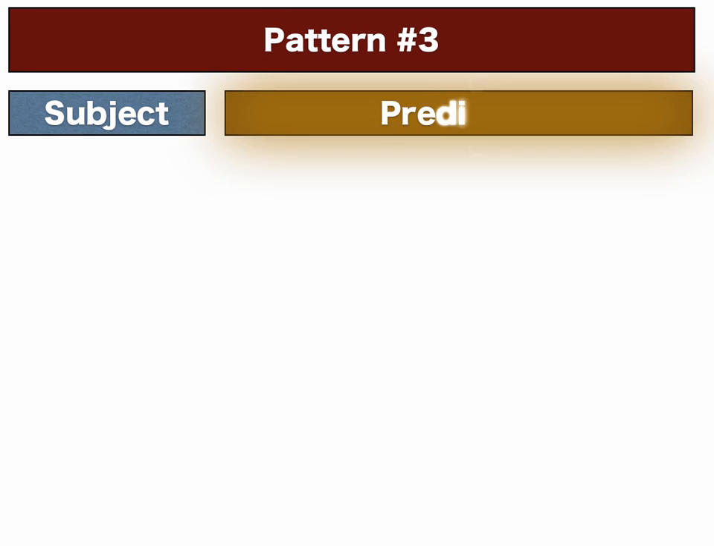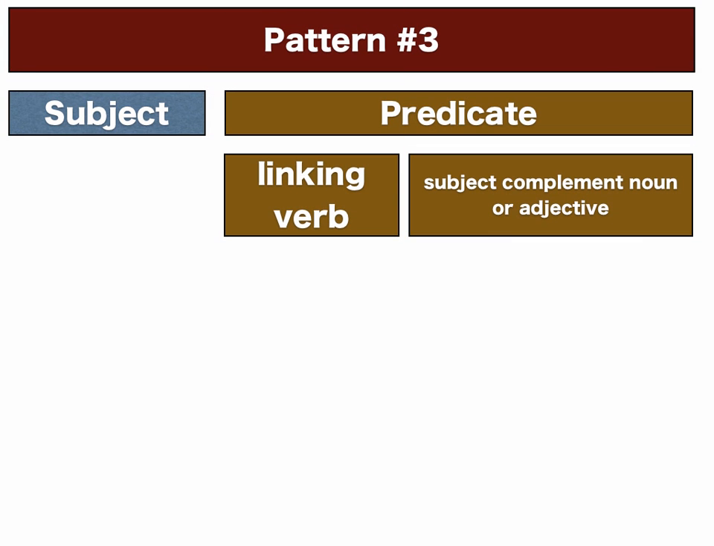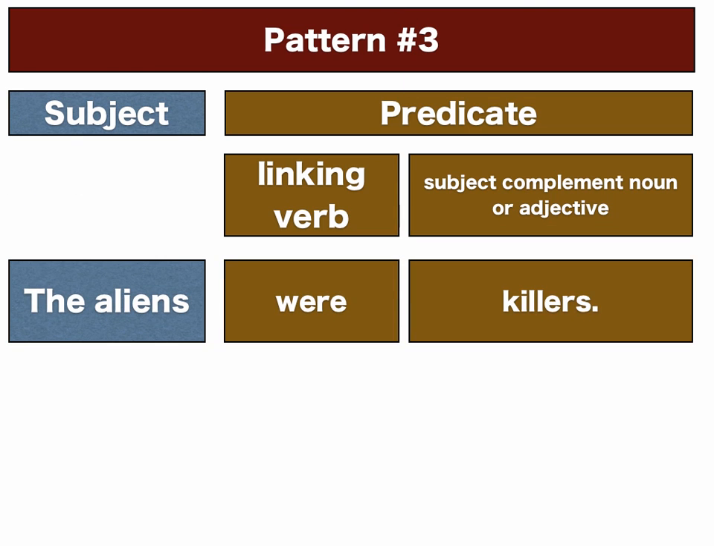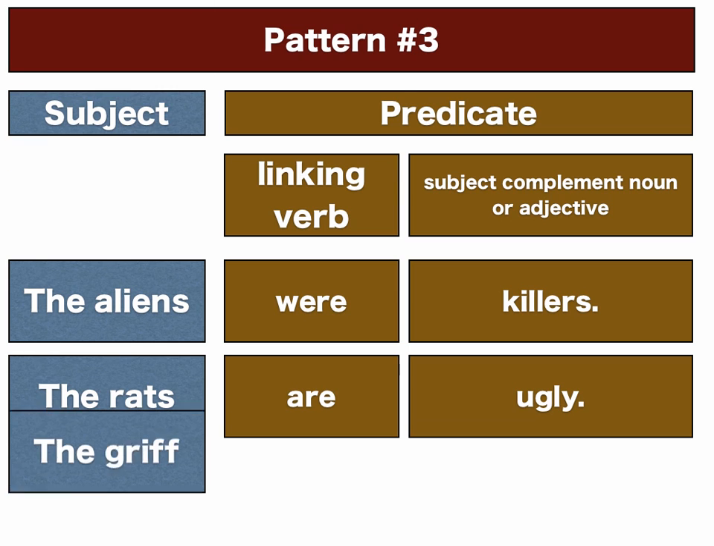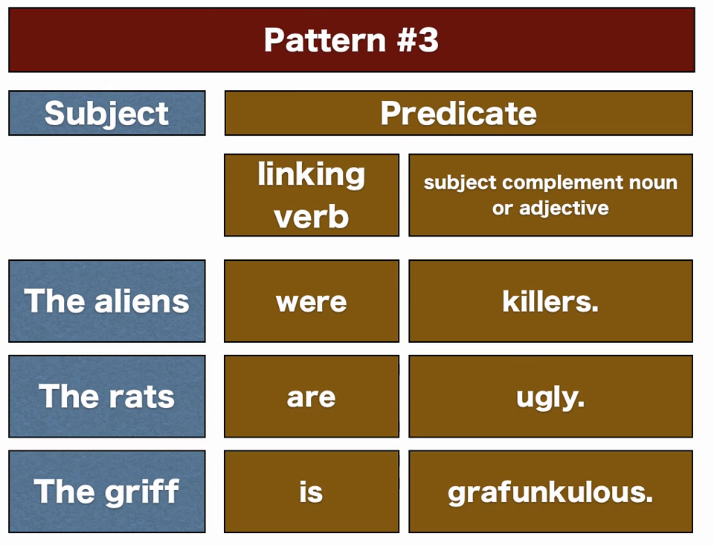Another pattern, I'll call it pattern number 3. It's broken also into a subject and a predicate, but there's a linking verb and a subject complement, which is a noun or an adjective. For instance, the aliens were killers. Killers is complementing what the aliens were. Or the rats are ugly. Ugly is complementing what the rats are. So again, you have a very simple sentence structure, and if you wanted to use a nonsensical sentence, you could say, the Griff is griffunculus. The Griff is griffunculus. I love that sentence.